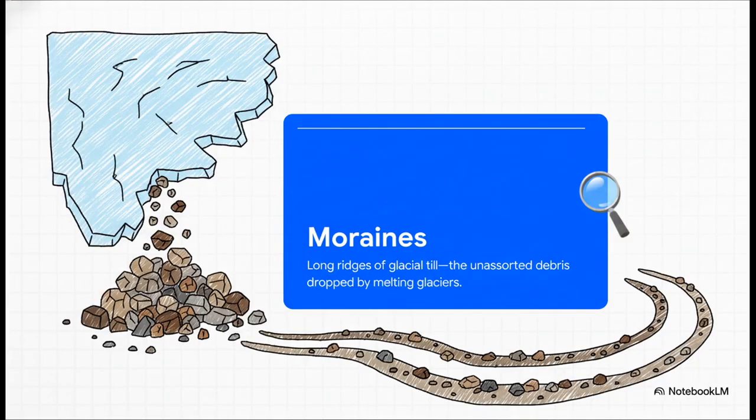The glaciers don't just take things away, they also leave stuff behind. As a glacier melts and retreats, it just drops all the rock and junk it was carrying. This jumbled up material forms these long ridges called moraines, and they act almost like geological fingerprints, marking the exact edges and the farthest point the ice ever reached.